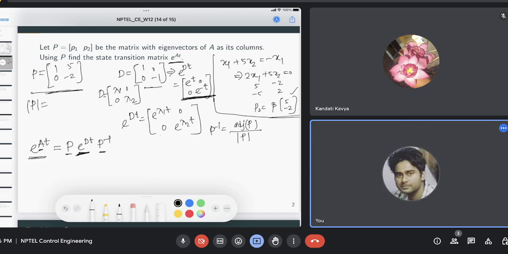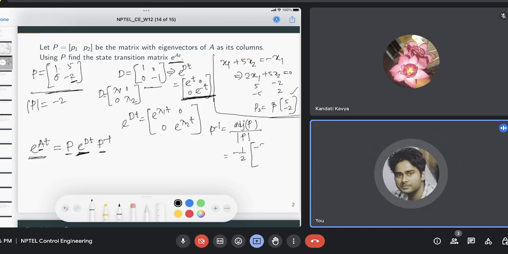It's simple, minus 2. This is 1 into minus 2, 5 into 0, so minus 2. So it's 1 by minus 2, or minus 1 by 2. Then the adjoint of P for a 2 cross 2 matrix is easy to compute. We just switch the diagonal elements. So 1 and 2 will switch places.